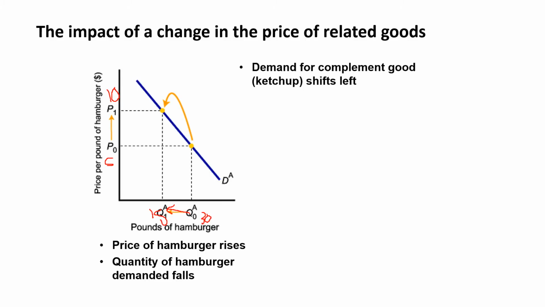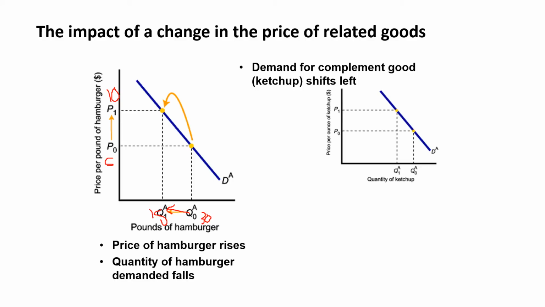At this point, we can see there is a movement. When there is a change in the price, it will cause a change in the quantity demanded. So there is a movement along the demand curve. Now, what about the demand for the complement good, which is ketchup? Usually you would like to have the burgers with ketchup. So when the demand for the burgers decreases, because of the prices people don't want to buy, what will happen to the demand for the complement, which is the ketchup?